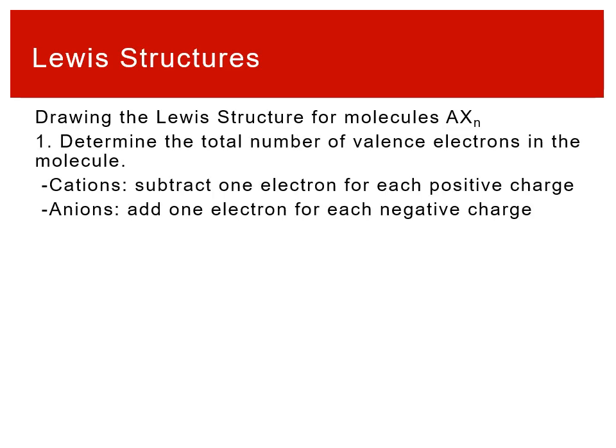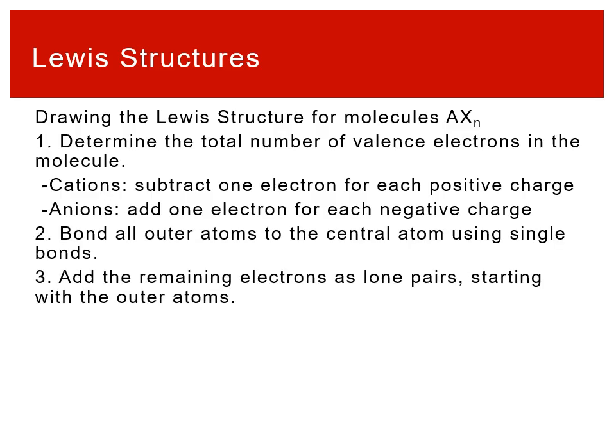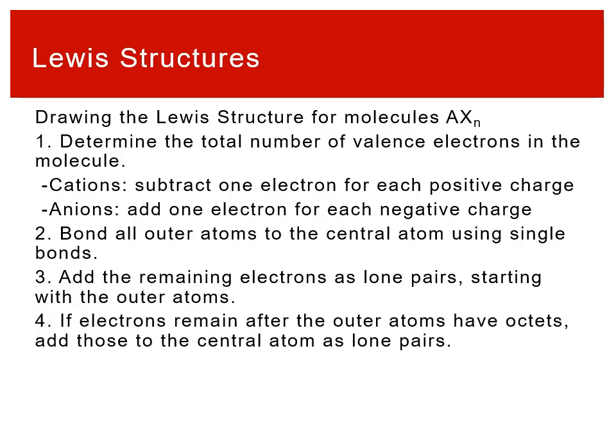So the first idea is always determine the total number of valence electrons in the molecule. That just means use the periodic table to figure out how many electrons each atom has, and then add up how many you have in the molecule, put those all together. You do need to characterize if it's a cation or anion based on charge. Step 2 is bond all outer atoms to the central atom using single bonds. Step 3, add the remaining electrons as lone pairs, starting with the outer atoms. If electrons remain after the outer atoms have octets, add those to the central atom as lone pairs.